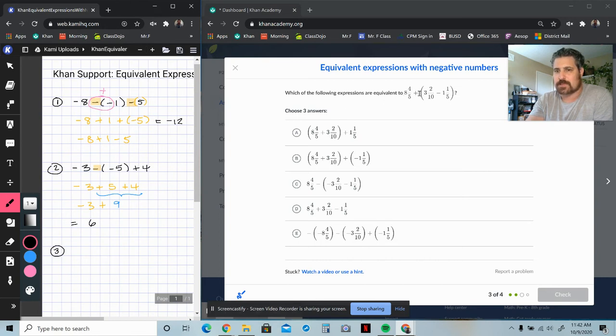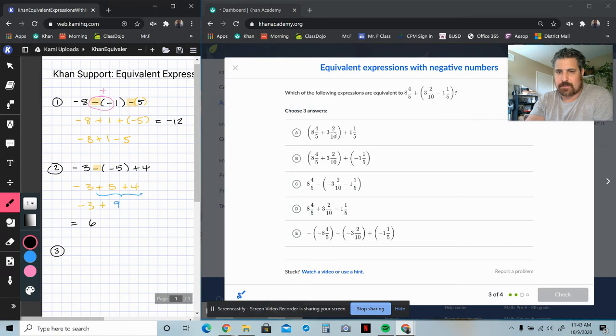When you distribute the positive through the parentheses, you're going to get a positive 3 2/10, and you're going to get a negative 1 1/5. So as long as you have a positive 8 4/5, a positive 3 2/10, and a negative 1 1/5 added together, you're probably just fine. So we take a look at the choices we have here.